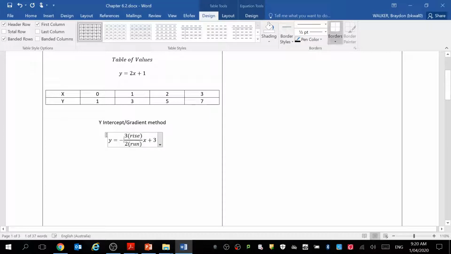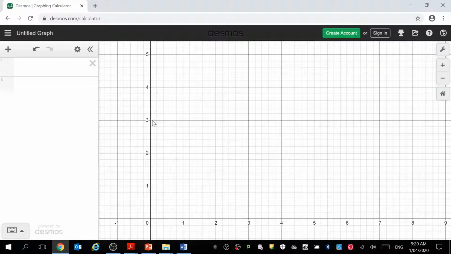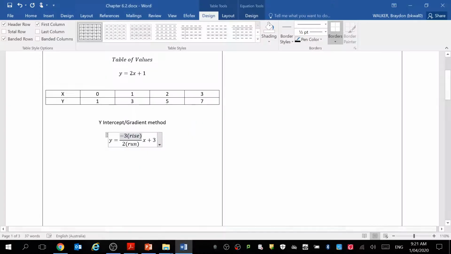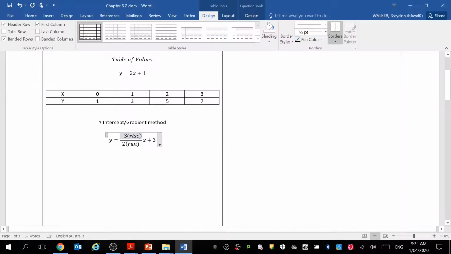Now, this negative you can apply to either the 3 or the 2. It doesn't matter, as you're about to see. And let me prove that to you. Let's say that we apply the negative to the 3, so it becomes negative 3 over 2. What that means is you will go down 3 and then across 2. So just to reiterate, we started here because that was our y-intercept. We go down 3 and across 2. And that actually crosses perfectly at the 2 on the x-axis.